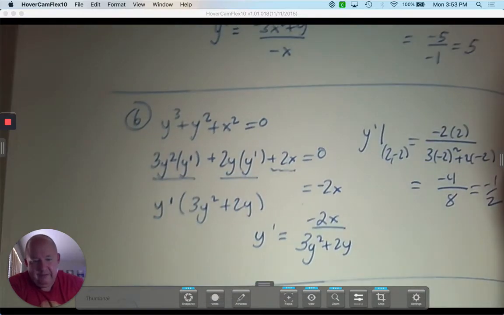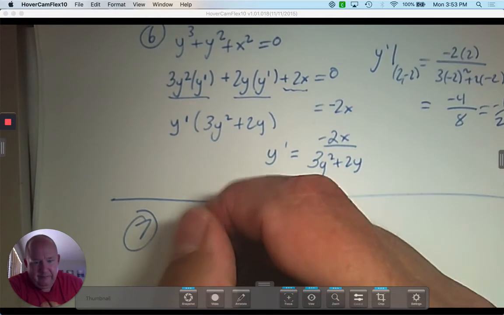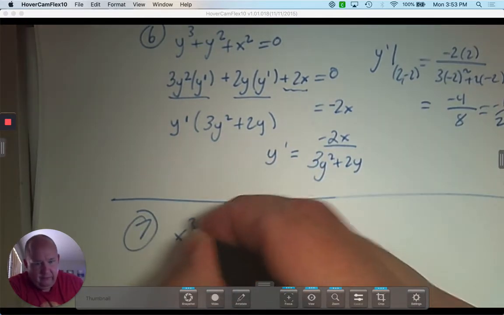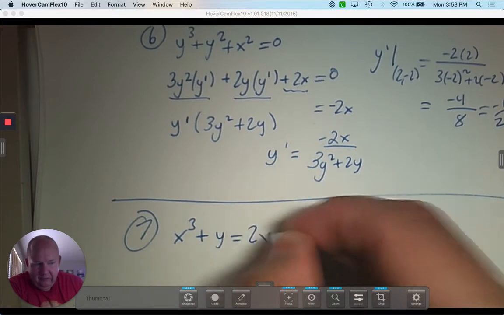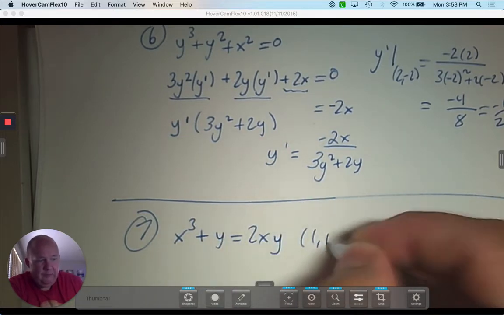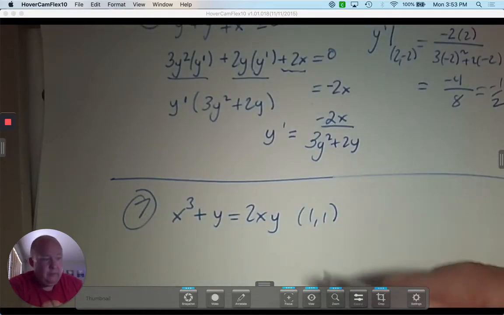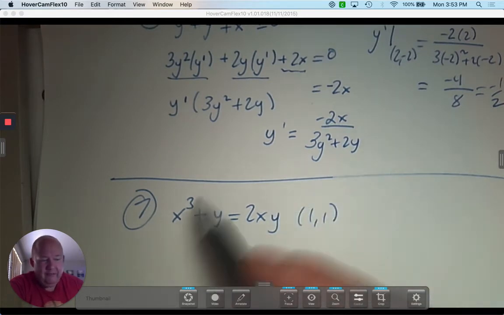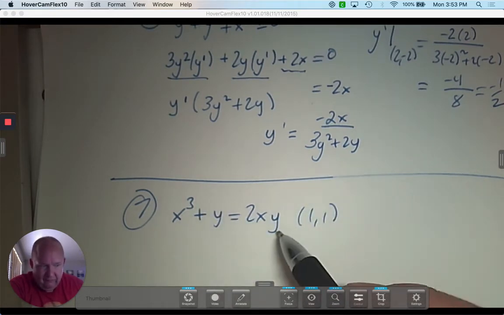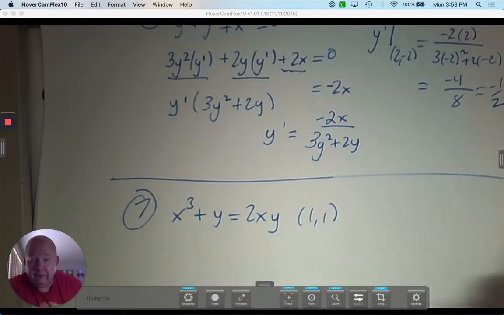In number 7, let's write down the implicit. And again, the word implicit means that it's not in the form y equals. And it might be challenging to write it in the form y equals. If it was simple to write the equation as y equals, you would, and then you would take the derivative to be simpler. We're not trying to be difficult for the sake of being difficult. What happens in this situation is that you have x's and y's jumbled together. Is there a way to take the derivative in that situation?